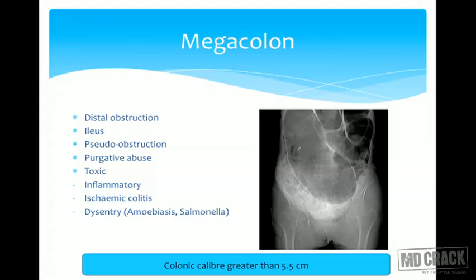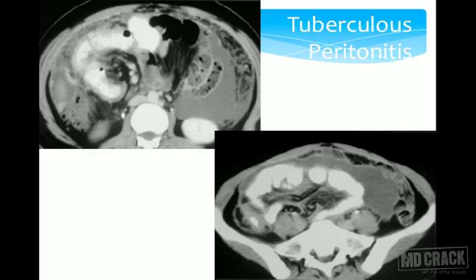Megacolon. What are the causes of megacolon? One is again distal obstruction, ileus, pseudo obstruction, purgative abuse, toxic, inflammatory. Toxic megacolon is seen in inflammatory causes, ischemic colitis, or even dysentery. Now, this dysentery is either due to amoebiasis or salmonella. You should remember the causes of toxic megacolon, because these may be asked in the exam as an MCQ. So, a megacolon is diagnosed when the colonic caliber is more than 5.5 centimeters.